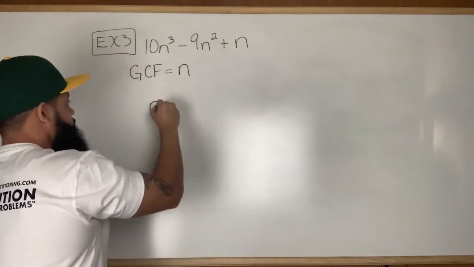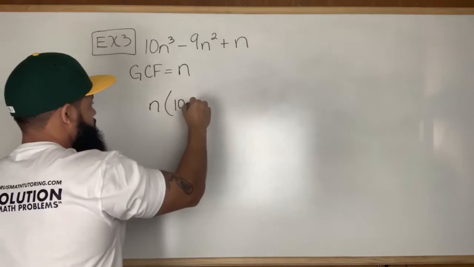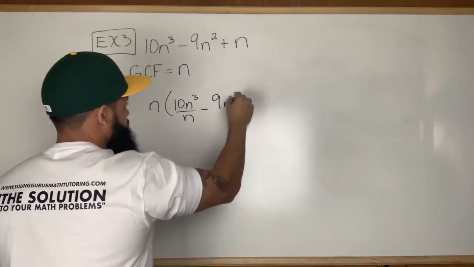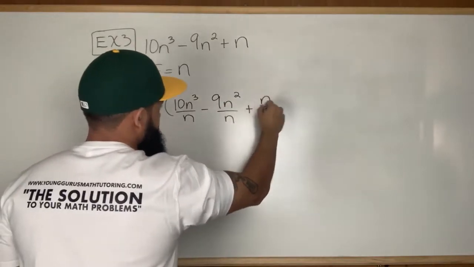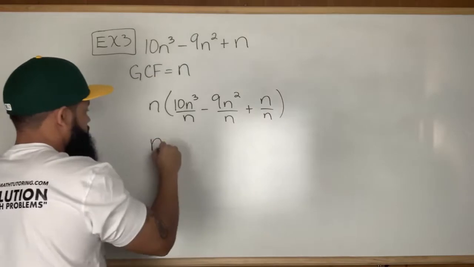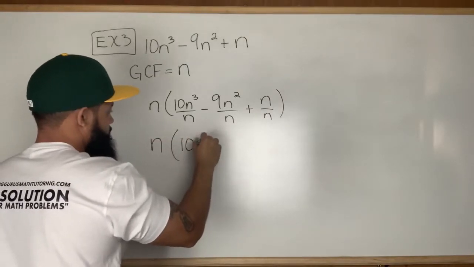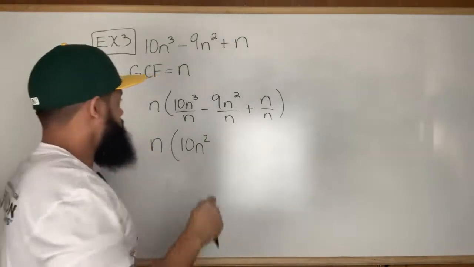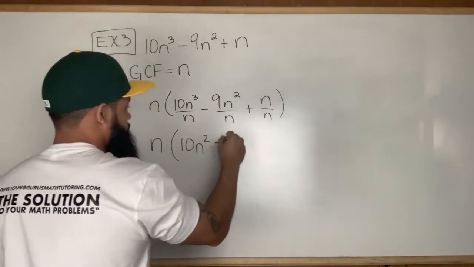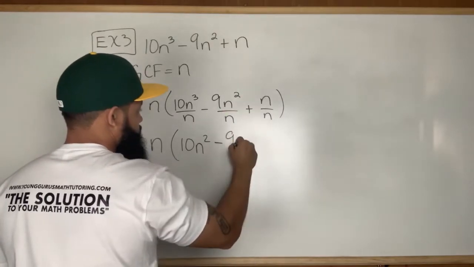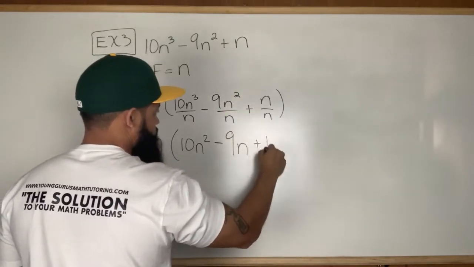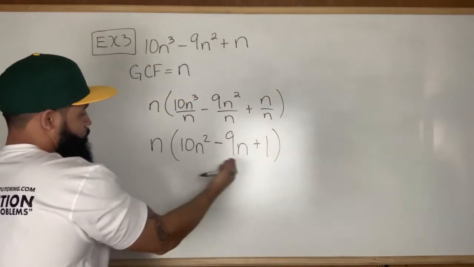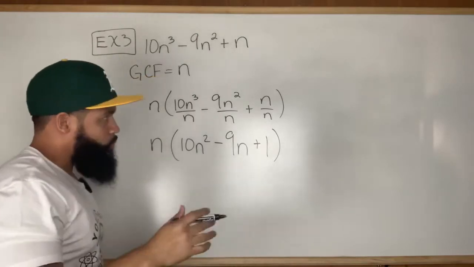So we're going to write n, parentheses, 10n to the third power divided by n, minus 9n squared divided by n, and then plus n divided by n. And that's going to give us 10n to the second, because even though there's no exponent on n, it's understood to be 1. So 3 minus 1 is 2, and then minus 9n to the second over n to the 1 is just n, and then plus 1. Any number divided by itself is 1. So our final answer would be this right here, okay?